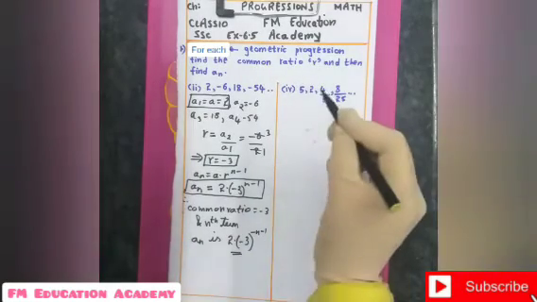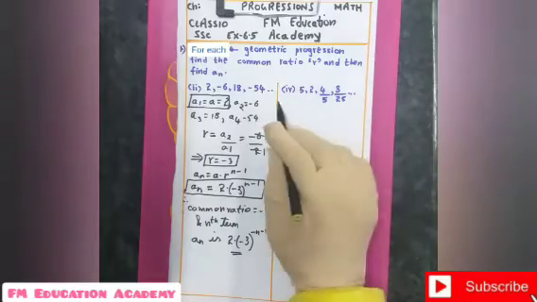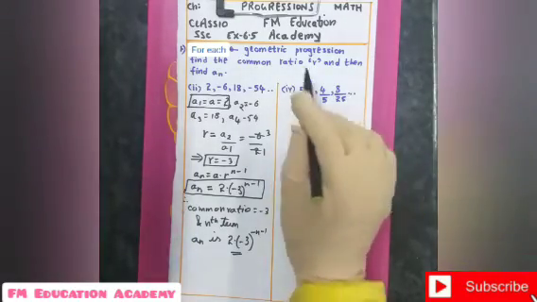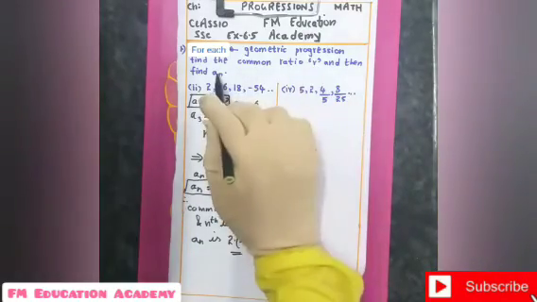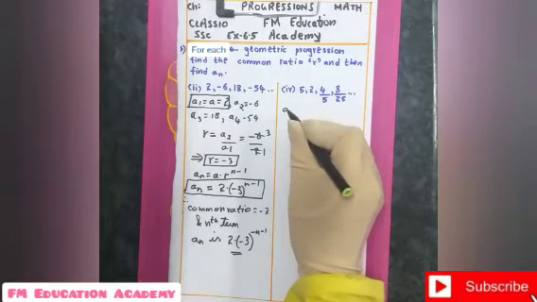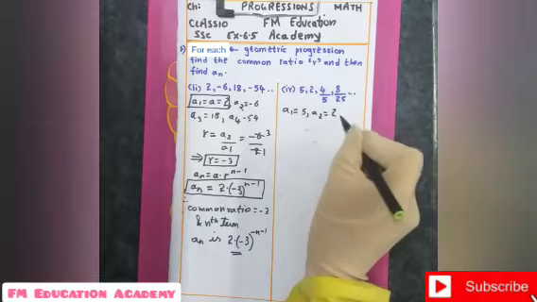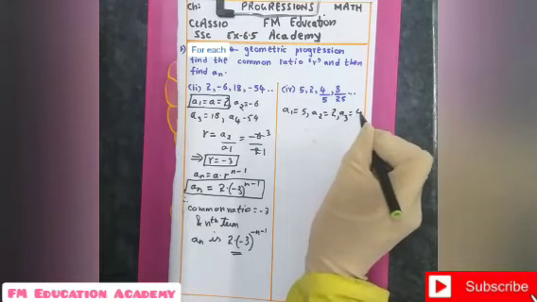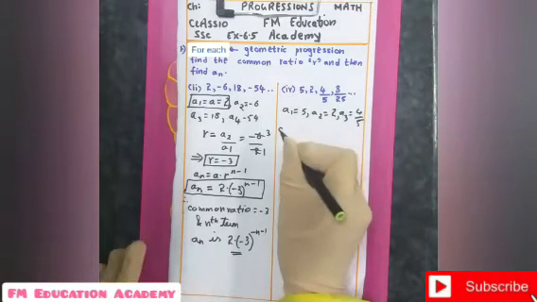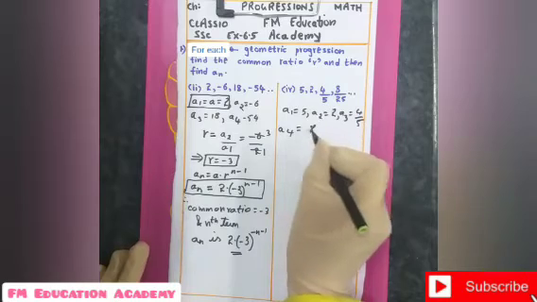Similarly, we will do the fourth bit. Fourth bit is also the same question. Geometric series is given to me. They are asking me to find out common ratio R and An. So A1 is 5 here. A2 is 2. A3 is 4 by 5. A4 is 8 by 25.